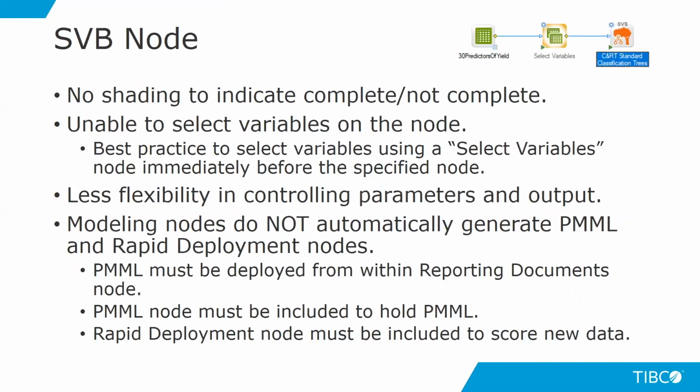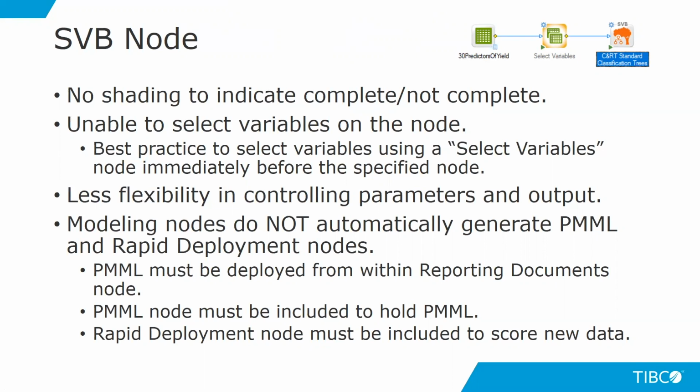The next node is a SVB node, or a Statistica Visual Basic node. With these nodes, there's no shading to indicate whether or not it's been completed. On the screen, you'll actually see an SVB node, and it has not been completed, but it is still white around the edges. Most importantly, at the top, you will see SVB. This indicates that this node is, in fact, an SVB node.